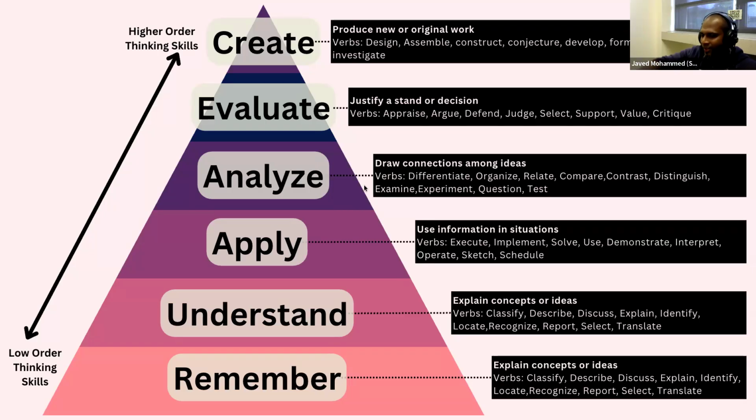So what Bloom did here is stratified thinking skills into this pyramid where remembering is at the lowest level, and as you move up, you're achieving higher order thinking skills. So at the very lowest level of thinking, he has some verbs here. Things like, which is more recall, remember, classify, describe, define, etc. But you don't want to stay here all the time. You want to gradually move up so your students will achieve higher order thinking skills.